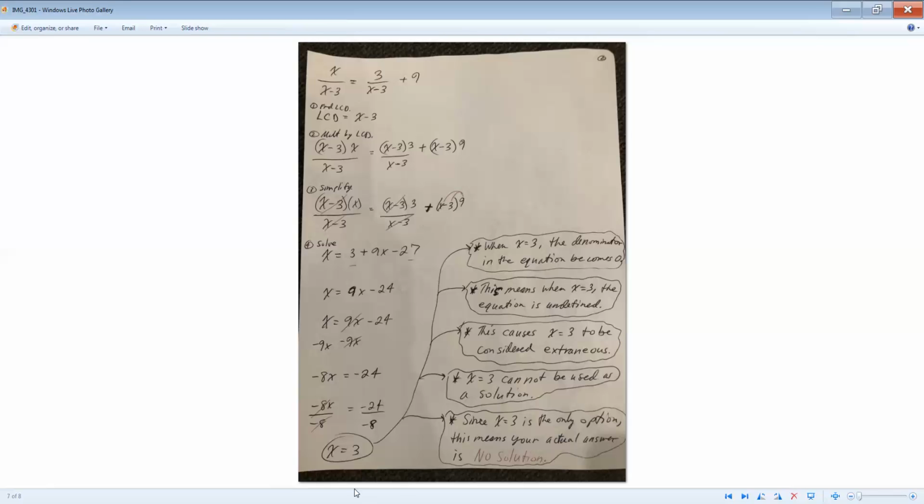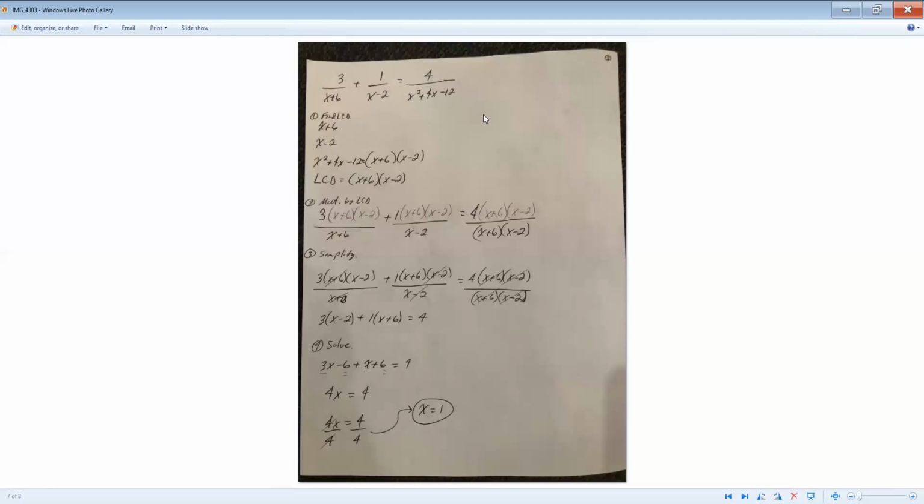Notice that x equal to 3 is our only option as a solution. So that means there is no solution for this equation. If by some chance we had 2 solutions and x equal to 3 was one of them, x equal to 3 would not work, but the other one would work. And so our answer would be that other solution. But in this case, we had no other solution but x equal to 3. So that's why our answer is no solution.